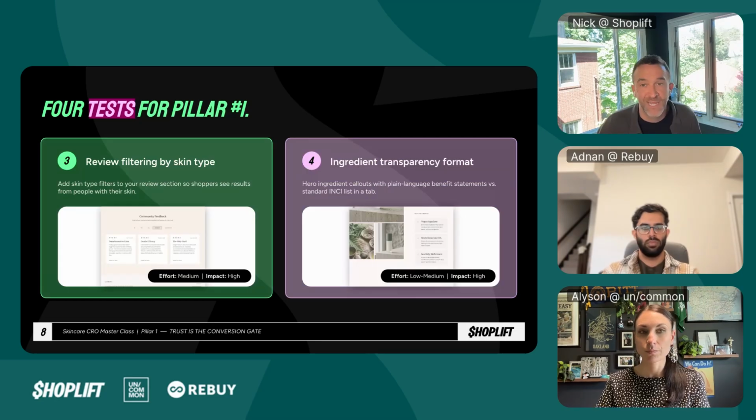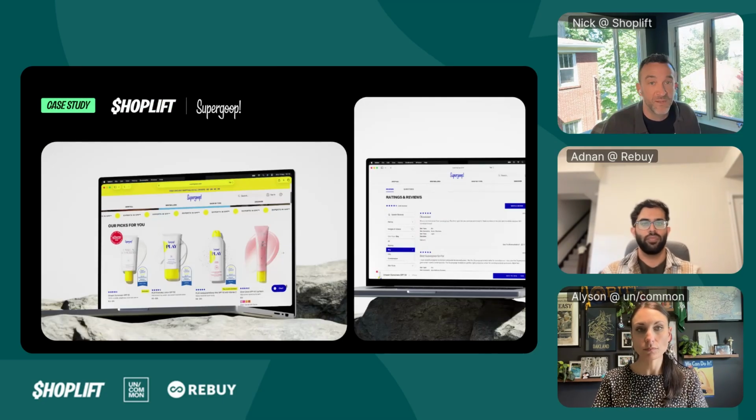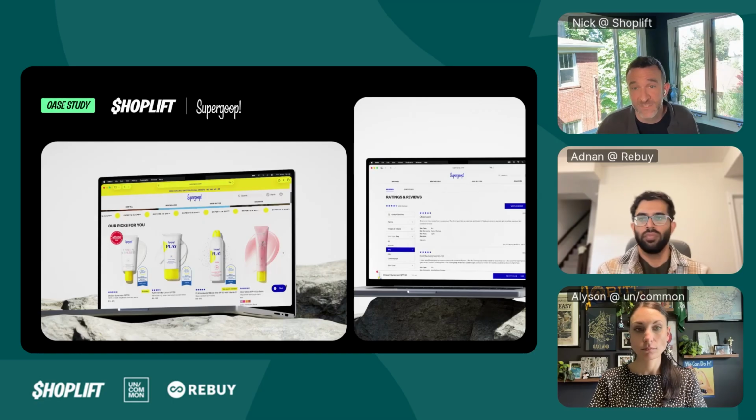Review filtering by skin type. I'm going to show you an example of this in a moment, but your consumers really want to know, yeah, I get that you're saying this works, but does it work for me? I want to hear from people who have similar characteristics to my body and what impact they achieved. And ingredient transparency. We are seeing more and more skincare brands actually highlighting the ingredients in their products. This wasn't something that I saw 5-10 years ago, but it's becoming even a value prop for a lot of these brands. So let's talk about an example of a brand that does a lot of these things really well.